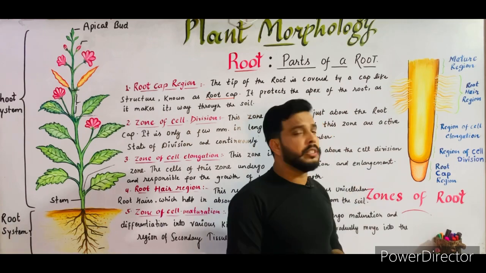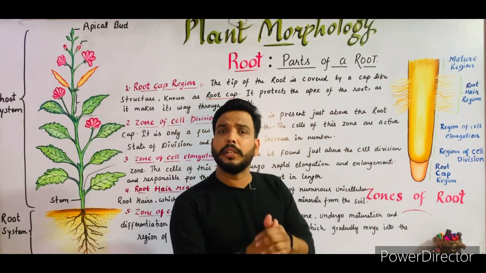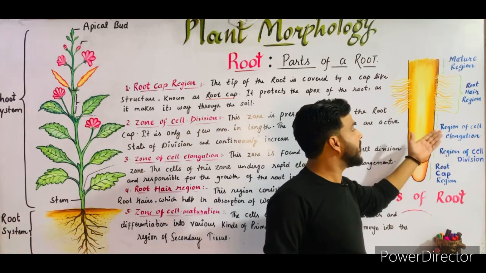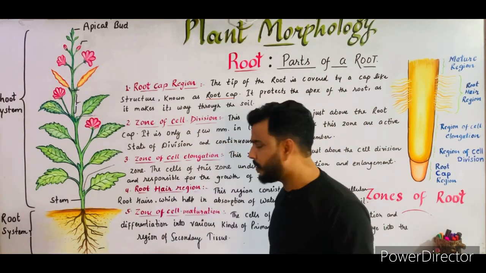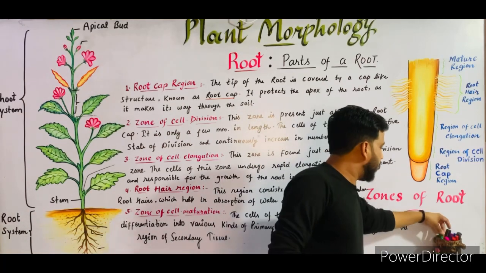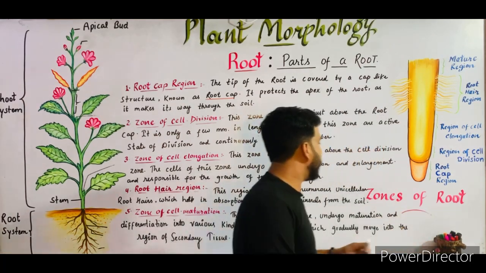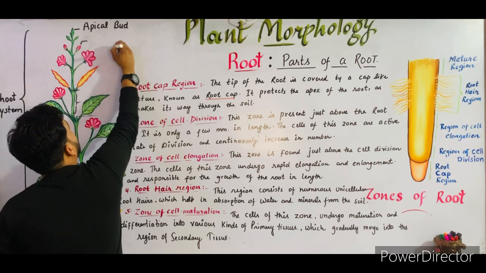Above the cell division region, another zone is present, which is known as the region of cell elongation. Here the cell elongation takes place. So what is the meaning of cell elongation? I want to tell you about the cell elongation. Suppose that these are the cells.